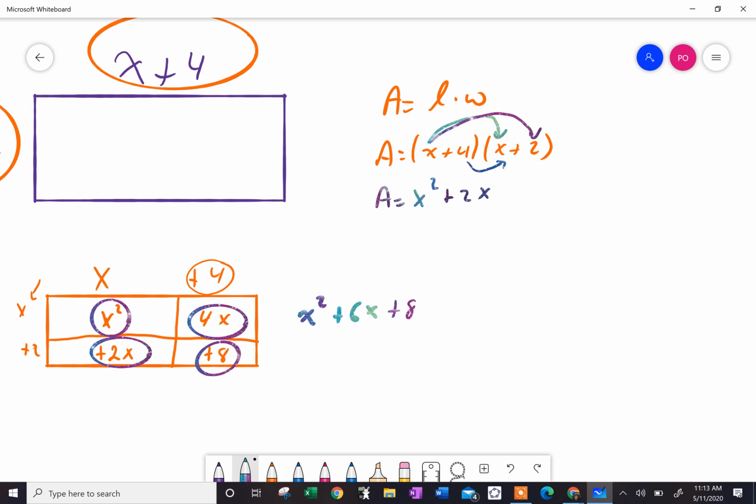4 times x is 4x. And because they're like terms, I line them up. And 4 times 2 is 8. Now when I combine my like terms, I get x squared plus 6x plus 8.